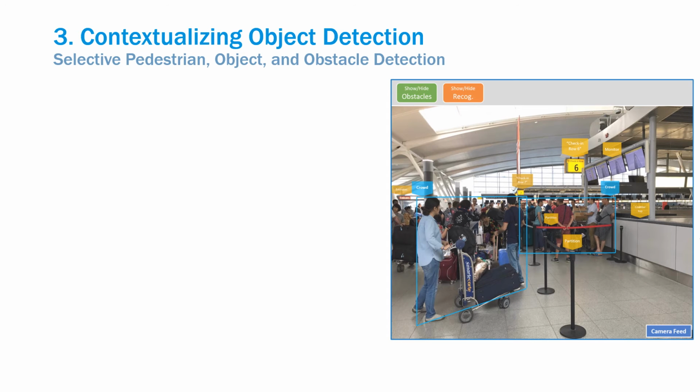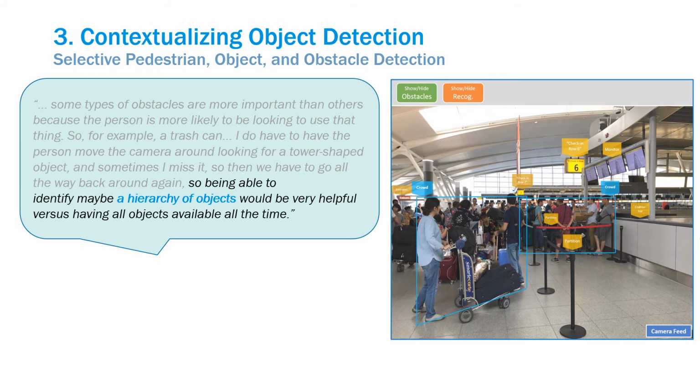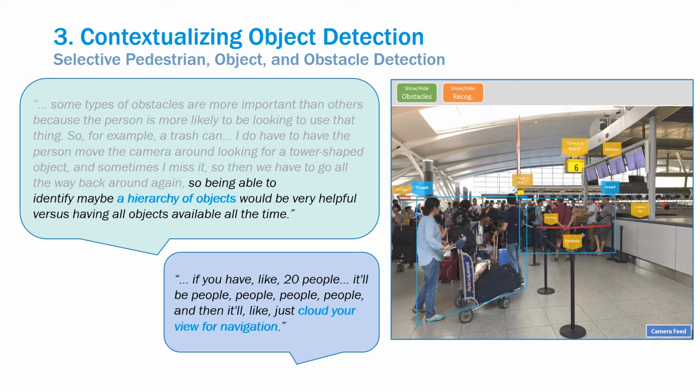Within the theme of contextualizing object detection, we include several concrete suggestions our participants gave us. For example, in Study 1, quote, being able to identify maybe a hierarchy of objects would be very helpful, versus having all objects available all the time, end quote. The theme of contextualizing object detections is solidified in Study 2 under the sub-theme of selected pedestrian, object, and obstacle detection, and is shown in this quote.